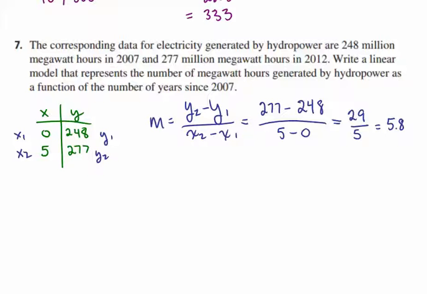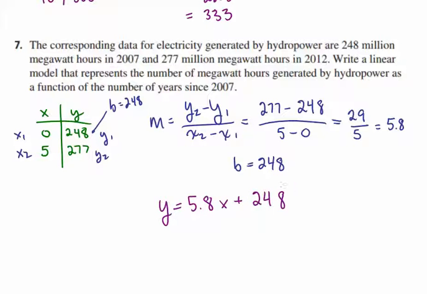The y-intercept, we can see, is the y value when x is equal to 0. So b is equal to 248. And we end up with y is equal to 5.8x plus 248. And so that is our linear model.